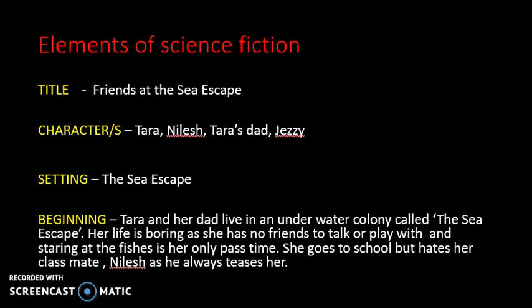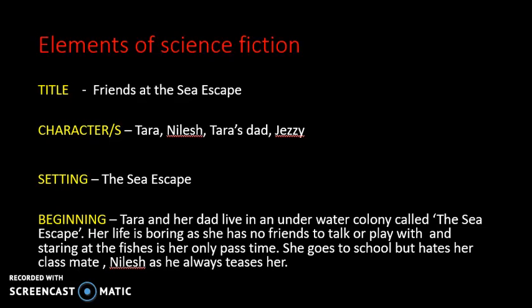In the beginning, we know that Tara and her dad live in an underwater colony called the Sea Escape. We know that Tara's life is boring because she has no friends to talk or to play with, and she tells us that staring at the fishes is her only pastime, but fishes do not talk, and this makes her bored. Okay, she goes to school, but she hates her classmate Nilesh because he always teases her.